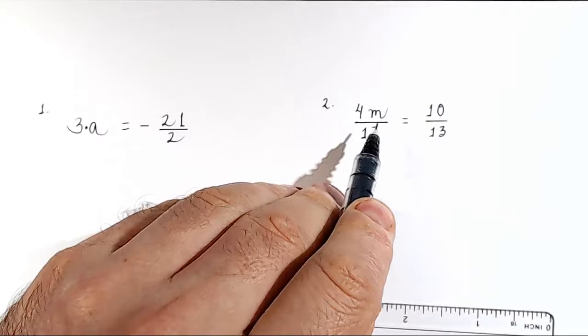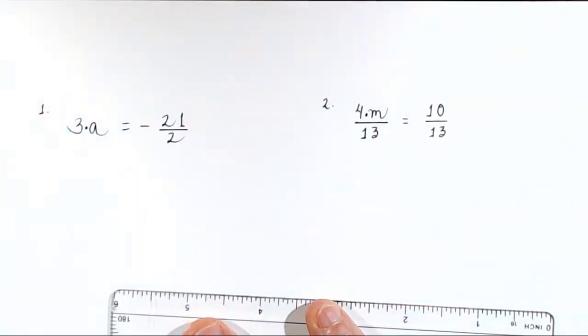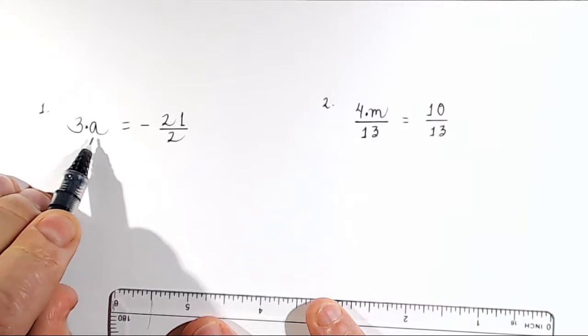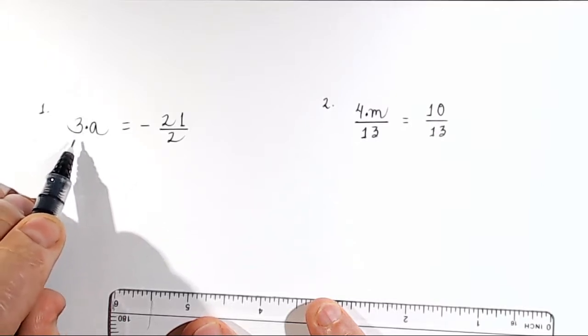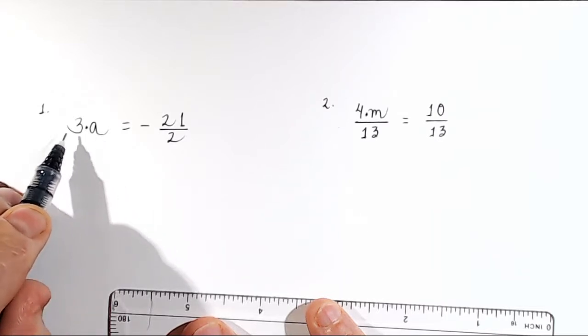The same thing is happening over here in number 2. 4 is being multiplied by m. It just isn't written. When a number is in front of a letter like this, we call the number in front of the letter a coefficient.